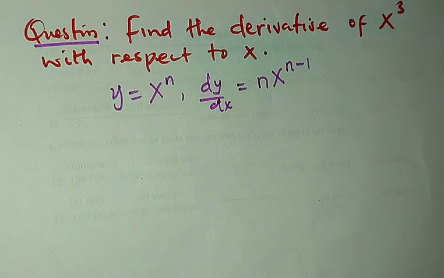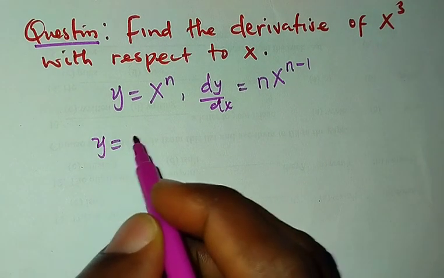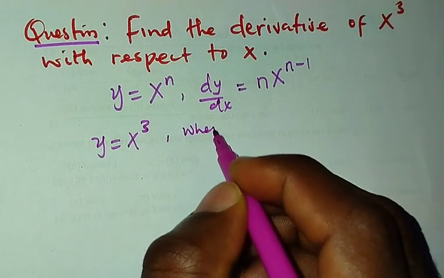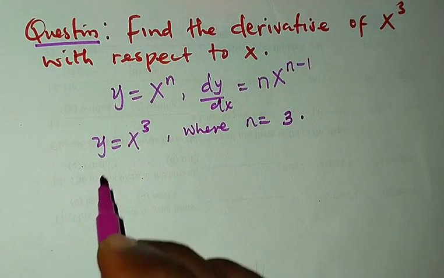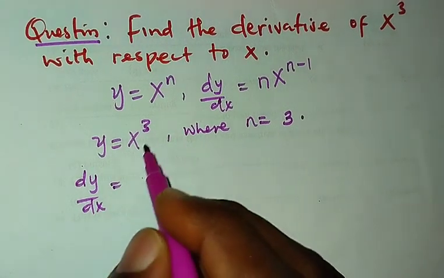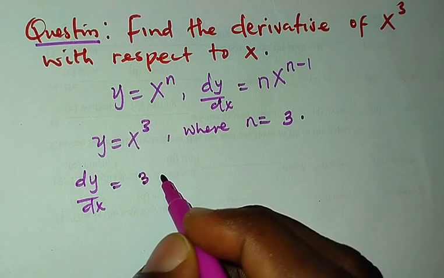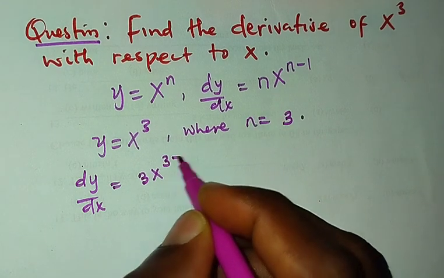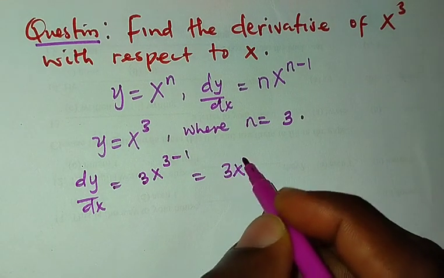So we try to relate this equation with having y equals x to power 3. Here our n is equal to 3. So now to find the derivative of this function with respect to x, we apply this formula. This is going to be 3 becoming the constant coefficient, then multiply by x, then we have 3, then remove 1 from 3, so we are going to have 3x squared.